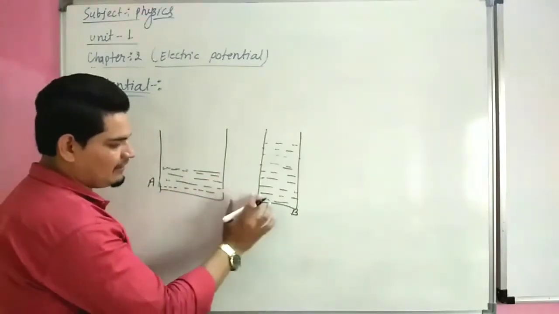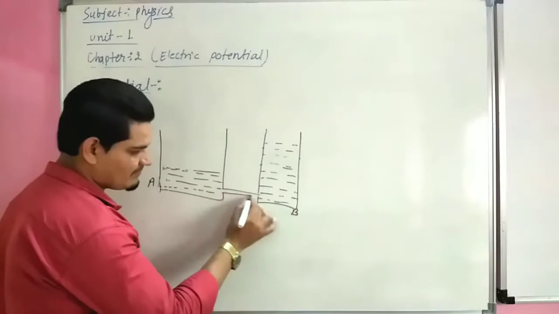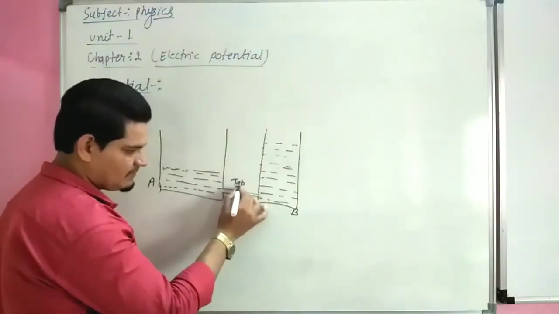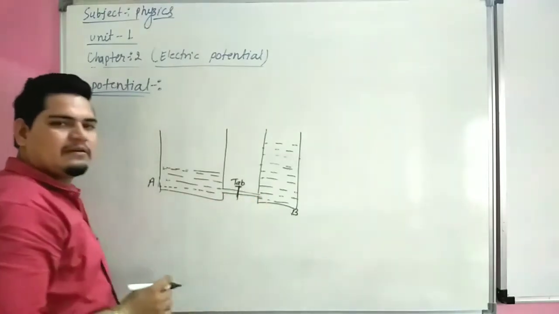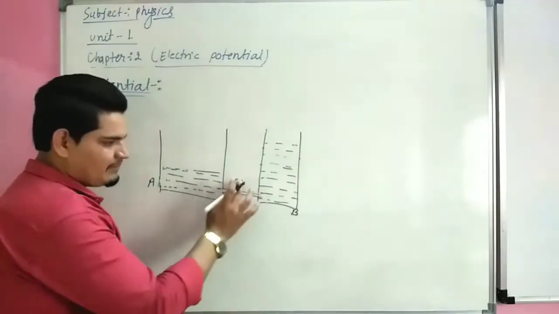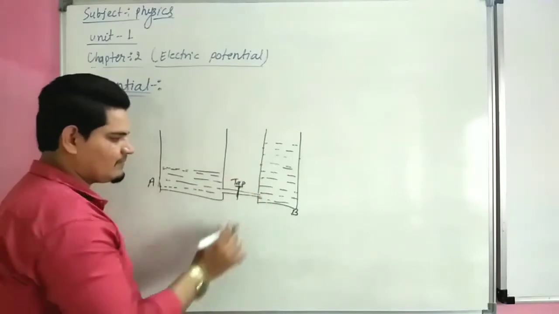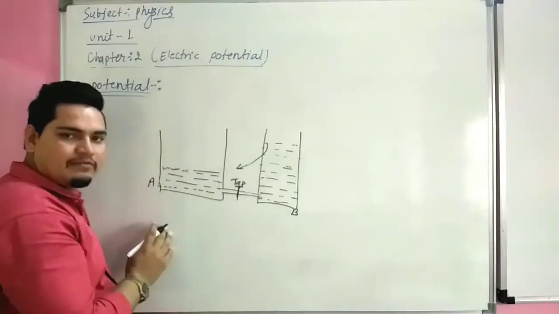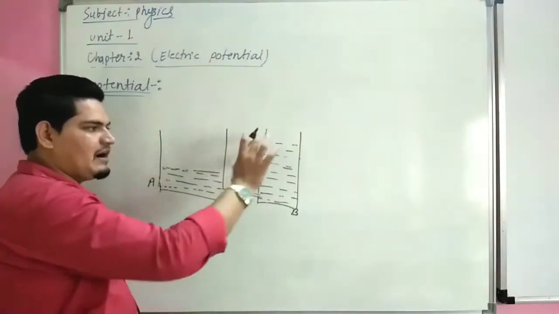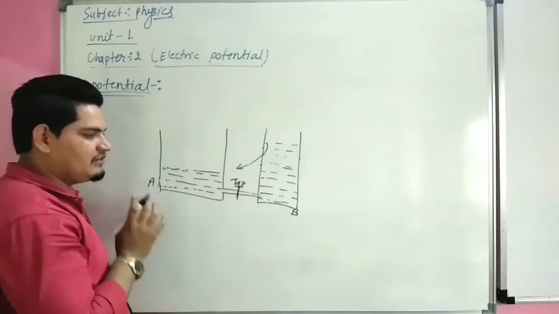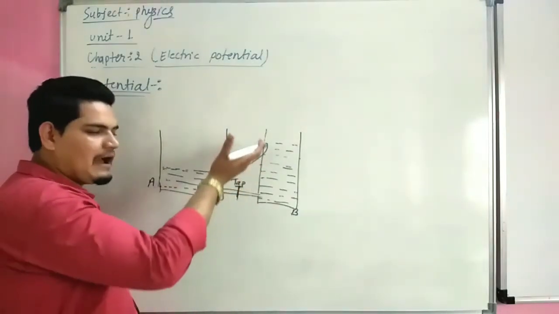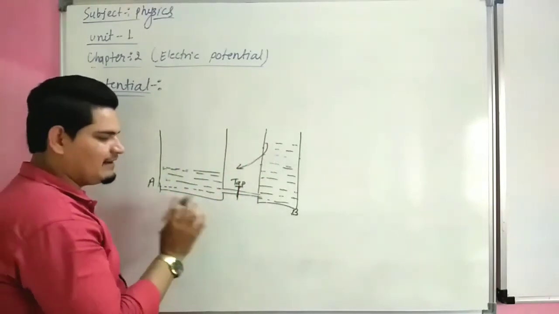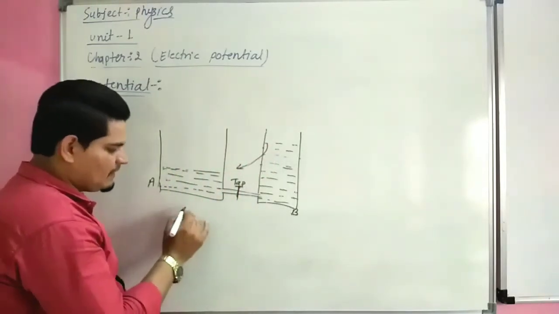If we connect both containers with a pipe and open a tap, water flows from the upper level to the lower level. Water always flows from high level to low level. So the water level indicates the direction of flow.